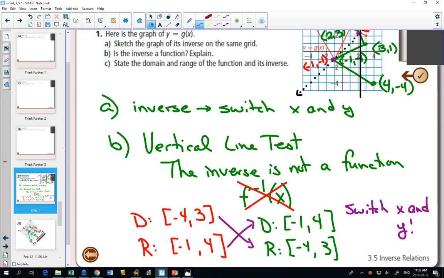So you could get a question on the exam that says, the domain of g of x is [-4, 3], and the range is [-1, 4]. What's the range of the inverse? And then you'd have to say, oh, I just switch x and y, so my domain becomes my range. Okay, try questions 4 and 9.